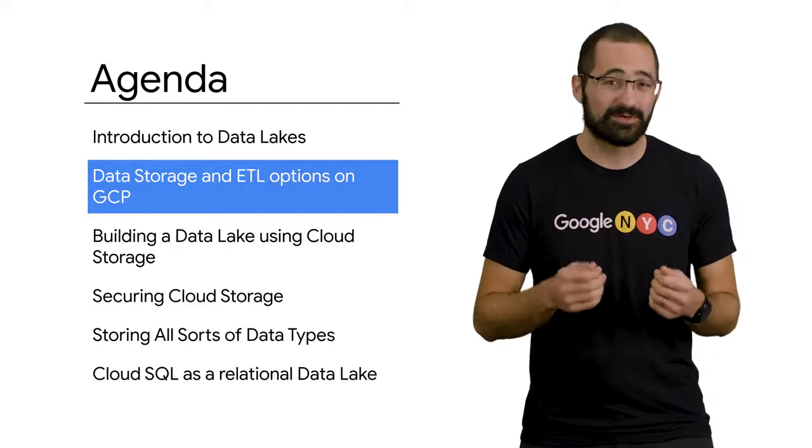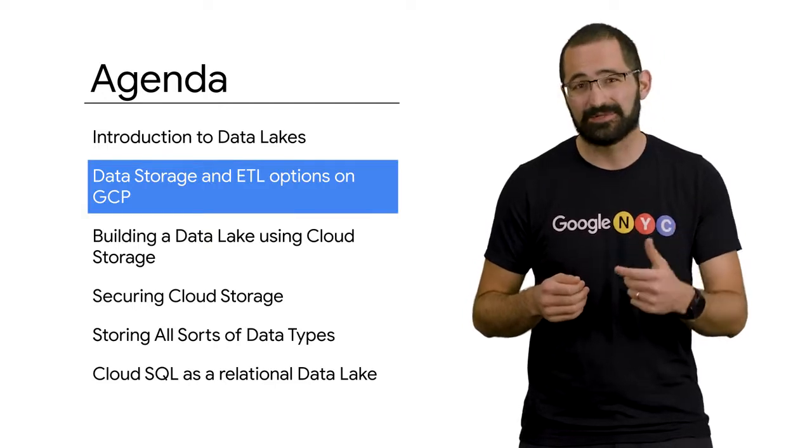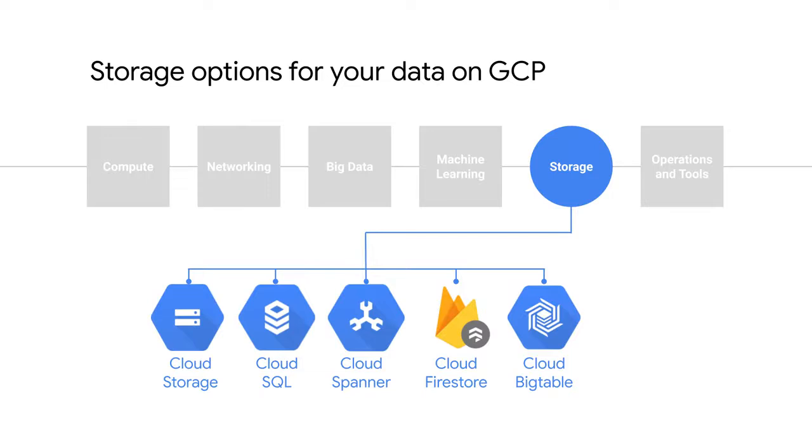Next, let's discuss your data storage and then your options for extracting, transforming, and loading your data into Google Cloud Platform. Your options on GCP for building a data lake are the storage solutions that you saw earlier. You've got Cloud Storage as a great catch-all, Cloud SQL and Cloud Spanner for relational data, and Cloud Firestore and Cloud Bigtable for NoSQL data. Choosing which option or options to use depends heavily on your use case and ultimately what you're trying to build. In this chapter, we'll focus on Cloud Storage and Cloud SQL, but you'll see the NoSQL options like Cloud Bigtable later on in the course when we talk again about high throughput streaming.